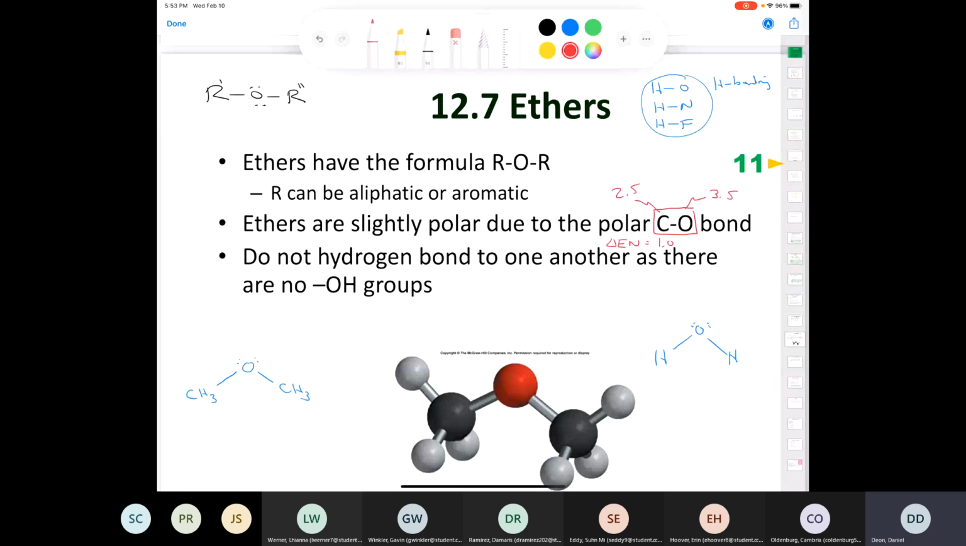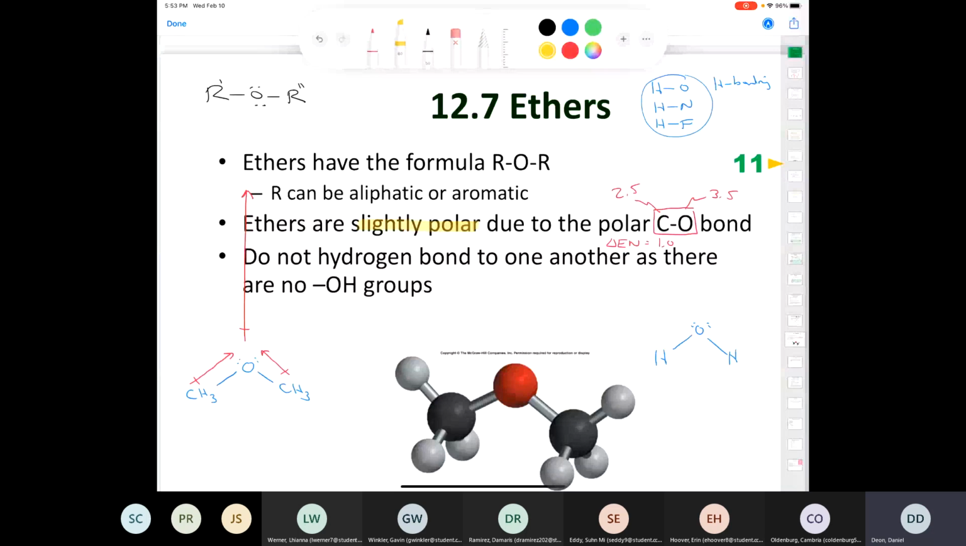So that means between this carbon and an oxygen, I can draw a dipole going this way. And between this carbon and oxygen, I can draw a dipole going that way. The resultant vector, when you add those two vectors together, is that you end up with something like this. So you do end up with a functional group that is polar. However, it says that it's only slightly polar.